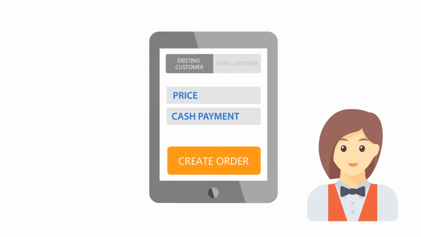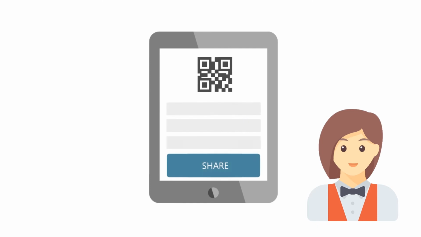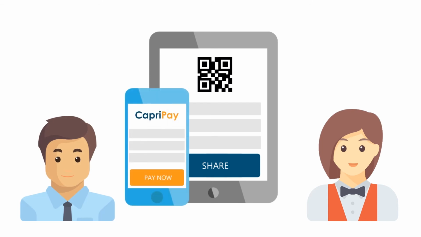In the price field, the merchant will type in the amount of the order, that's €5, and in the cash payment field, the merchant will type in the amount that the customer has agreed to pay outside of the system. In this case, that will be $2.50. After the merchant has created the order, he can review it one more time before he gives the QR code to the customer. The customer then uses the CapriPay app to scan the code so he receives the order details to review and confirm the order.